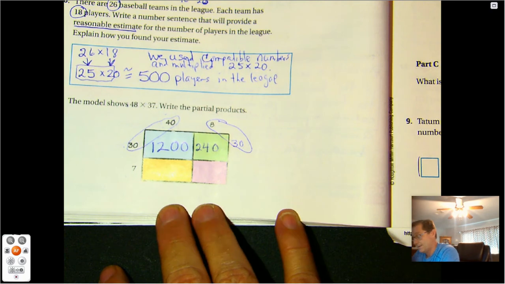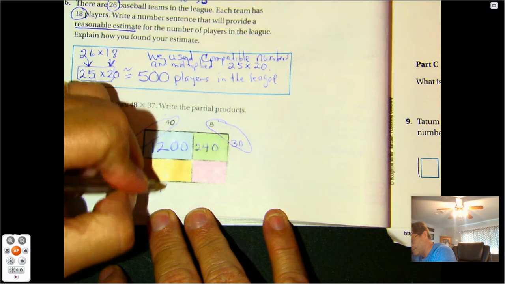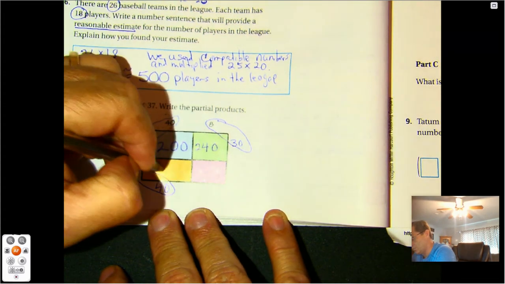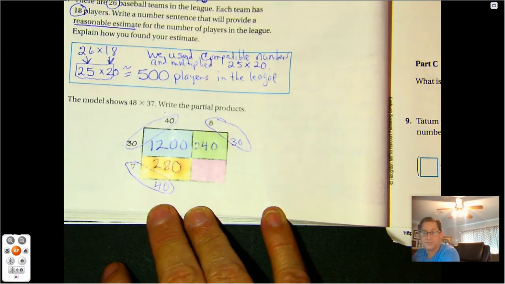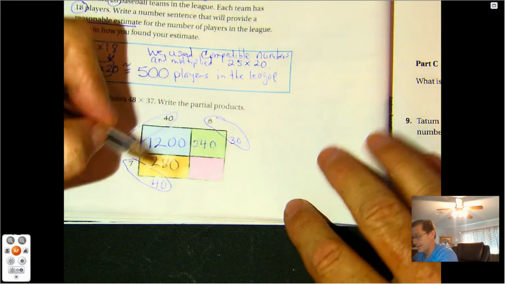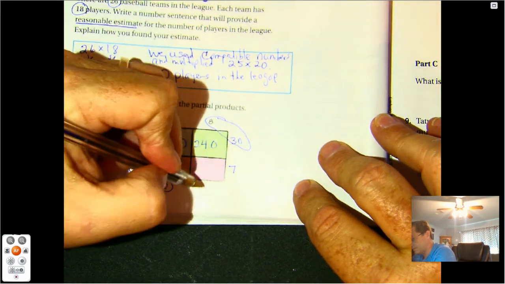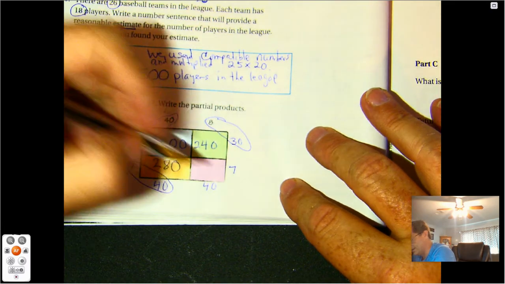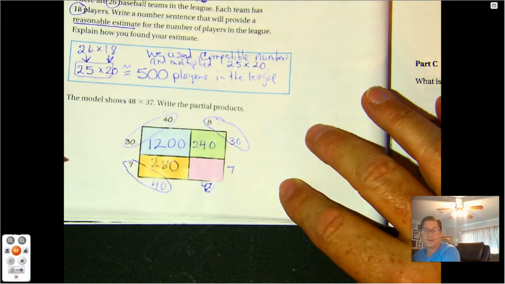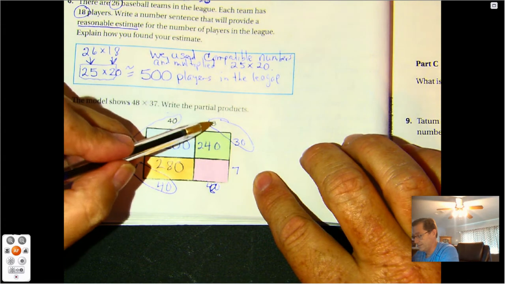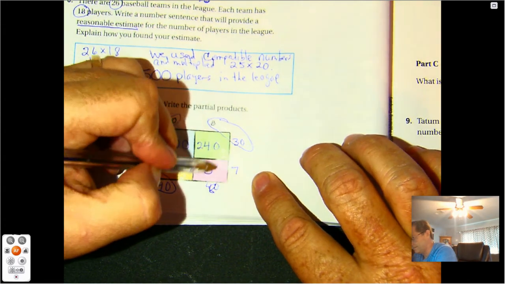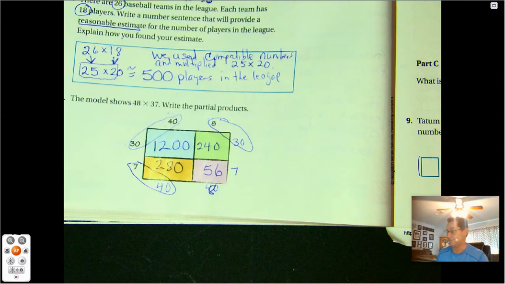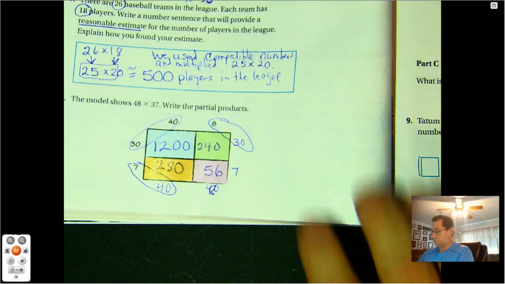Now we're going to go 7 times 40. And 7 times 4 is 28. So 28 tens is 280. And the last one is going to be, I'm sorry, not 7 times 40. 7 times 8. 8 times 7. 56. Okay, and it just said write the partial products. It didn't say to do anything else with it. So, all right. Moving on.